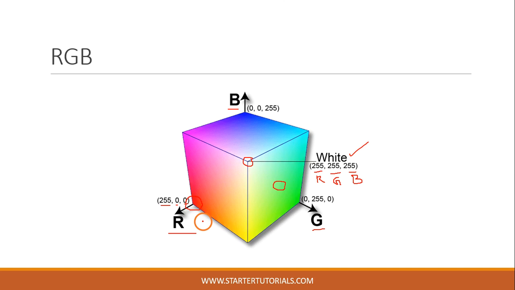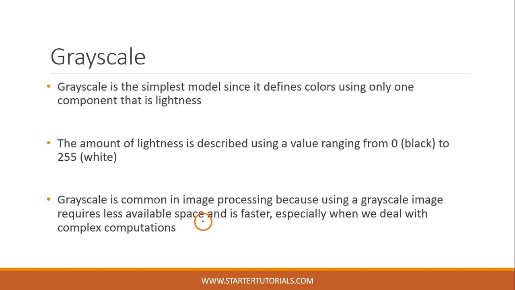Similarly, we have other models also. The next one is grayscale. Like I told you, grayscale means black and white. It is the simplest model because it contains only one component, and that component represents the lightness. Again, the values range from 0 to 255. Here you can see 0 means black and 255 means white.